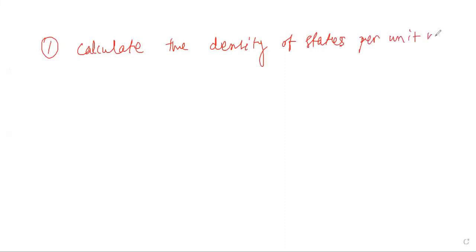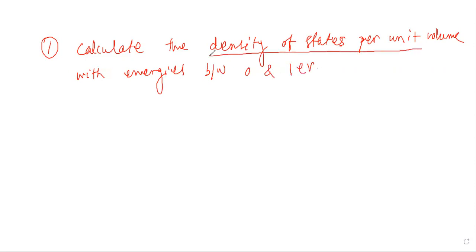Okay, so the first question we took is: calculate the density of states per unit volume with energies between 0 and 1 electron volt. So we need to find out the density of states per unit volume.